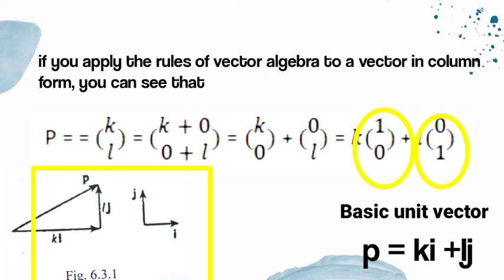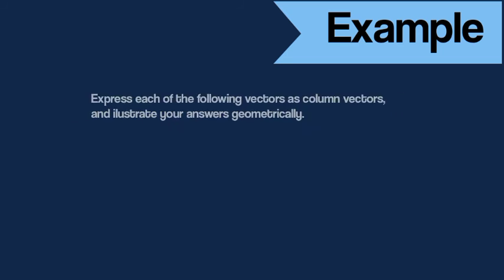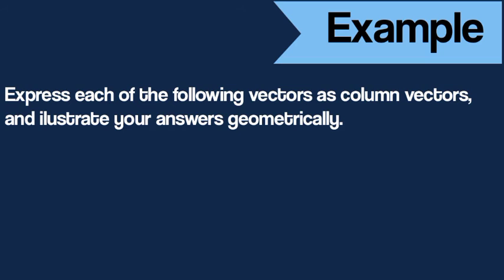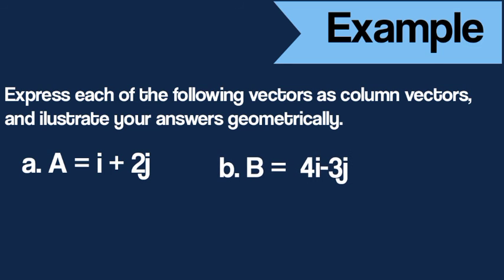The equation shows that any vector in the plane can be constructed as the sum of multiples of the two basic vectors i and j. Example: express each of the following vectors as column vectors and illustrate your answer geometrically. A equals i plus 2j. B equals 4i minus 3j.